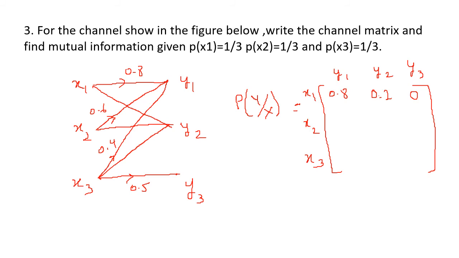Then y1 by x2 is given as 0.6. y2 by x2 is not given, so it is 1 minus 0.6, which is 0.4. You don't have an x2 to y3 connection, so it is 0. Then y1 by x3 is given as 0.4, and the last value is 0.5. So the remaining value is 1 minus (0.5 plus 0.4), which is 0.1. So now we know the channel matrix, and we'll try to solve the problem.